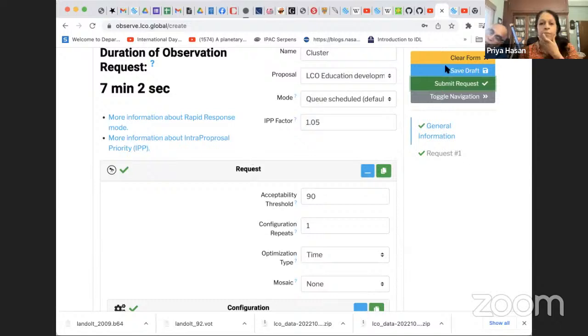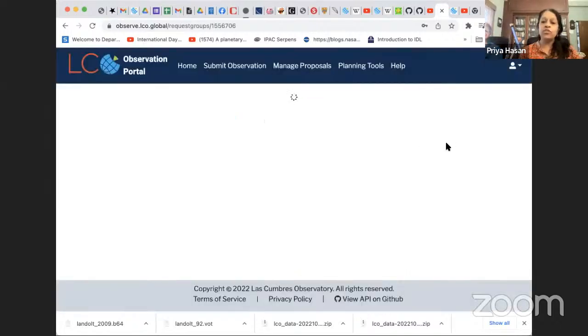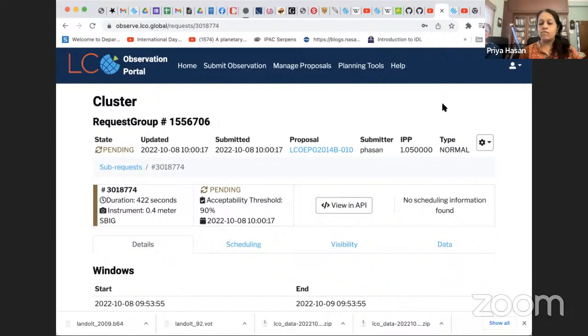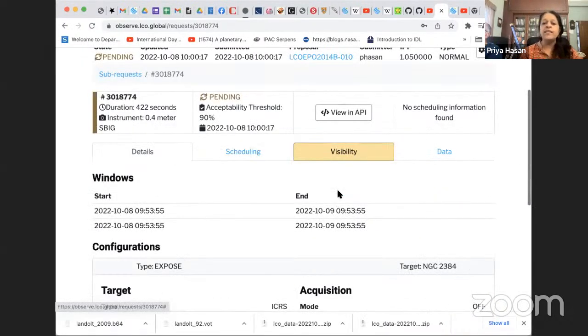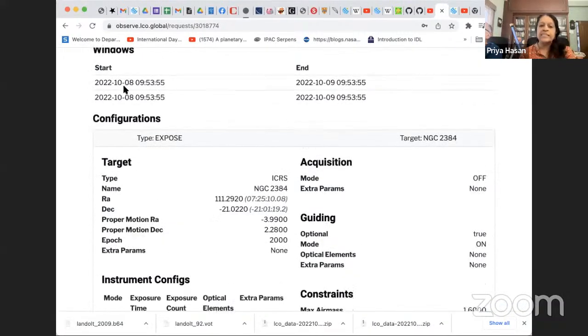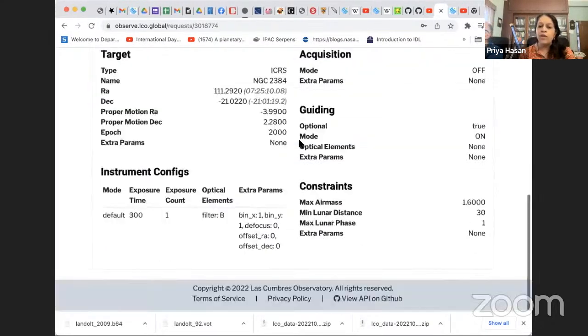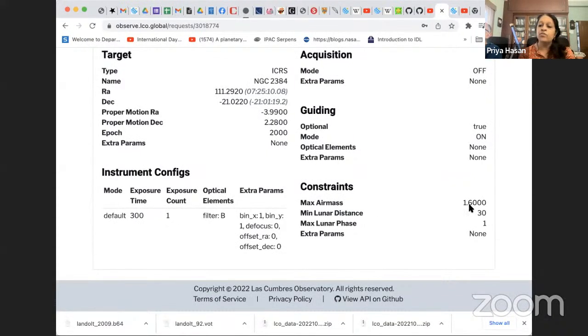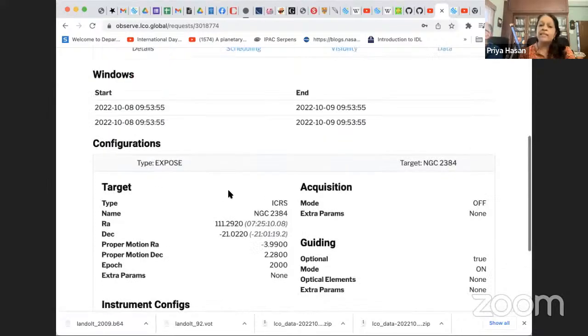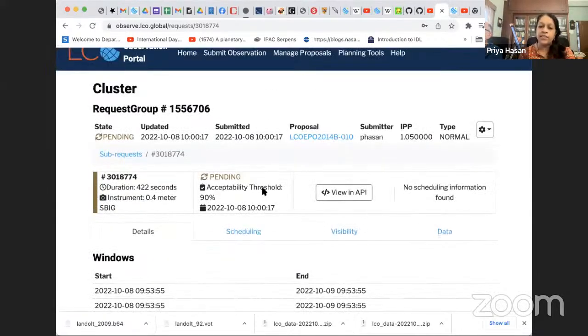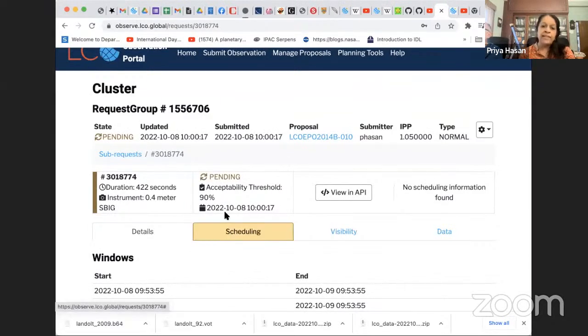But after the request comes, I will now show you. After you submitted the request, you see here it's giving me the details of the request. It says starting from today, ending tomorrow, a 24-hour window. It's going to look for my object, give it a 300-second exposure, and go with a maximum airmass and minimum lunar distance, and it's going to acquire it. You can see over here the acceptability threshold. That means it's telling me that most probably, 90%, it can give me my data. So it plans to give me my data.